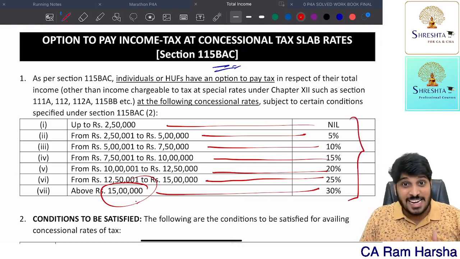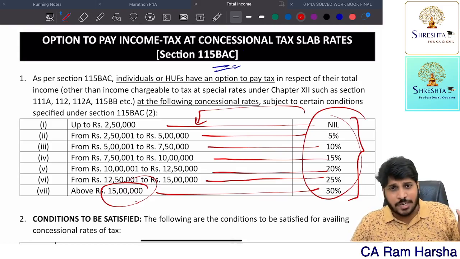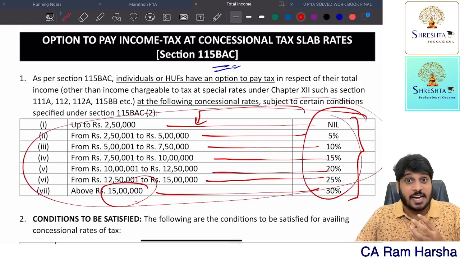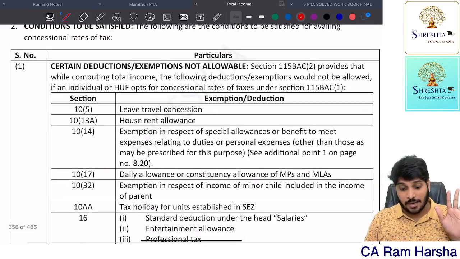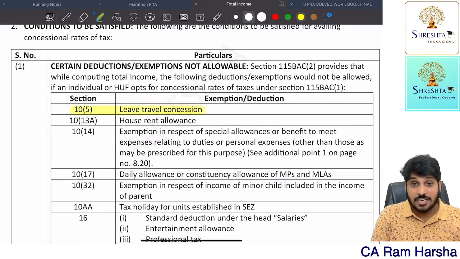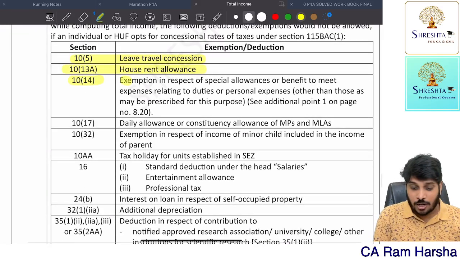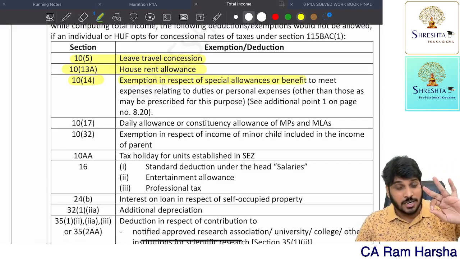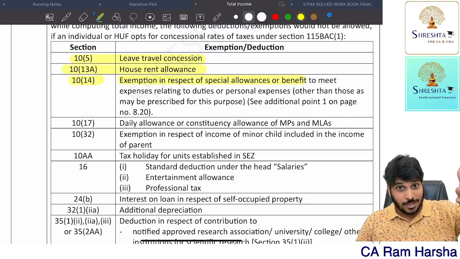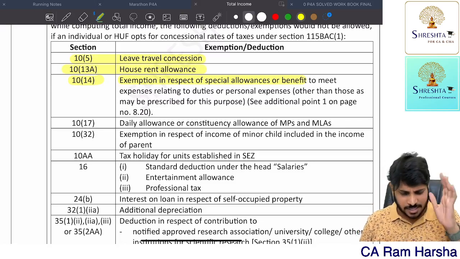If you want to pay income tax at these concessional 115BAC slab rates, not your regular slab rates, you have certain conditions. What are they? You should not claim leave travel concession deduction. You should not claim HRA exemption. You should not claim 10(14) children education allowance, 100 rupees per month per child for 2 children, or hostel allowance, 300 rupees per month per child for 2 children. All that. Many allowances were there. Only for blind people, 3,200 rupees transport allowance they can claim.